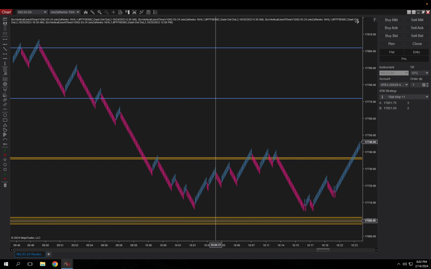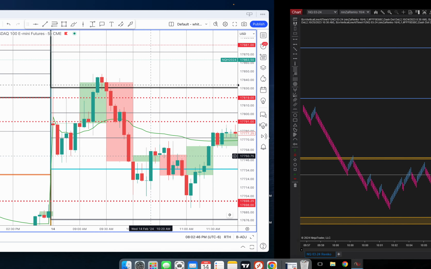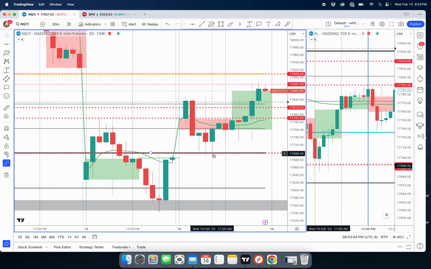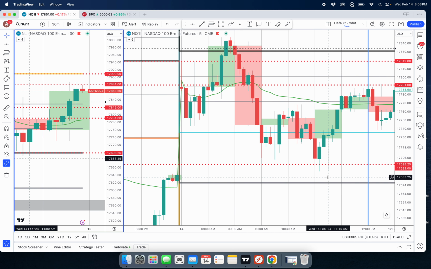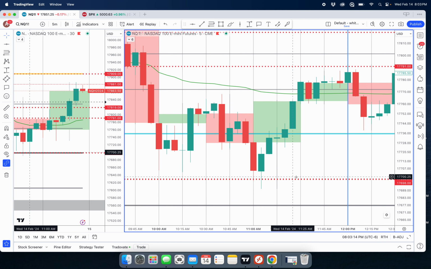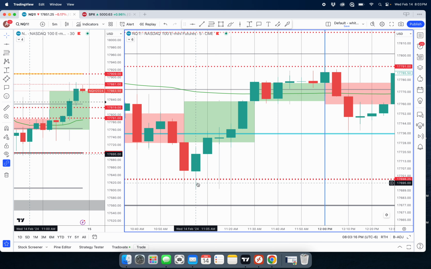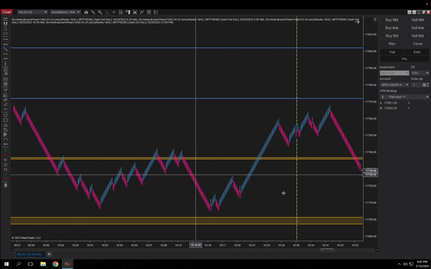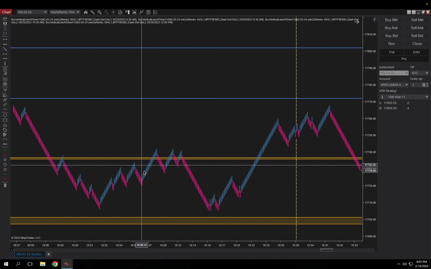So what is this line right here? This 17,700. What do you think that is? Any guess? Right here. This line right here is this line right here. I mean, beautiful. Even right here, you can see that it actually broke through. You may not be able to see this wick, but it broke through and came back up, right? So you use that as a strong level.